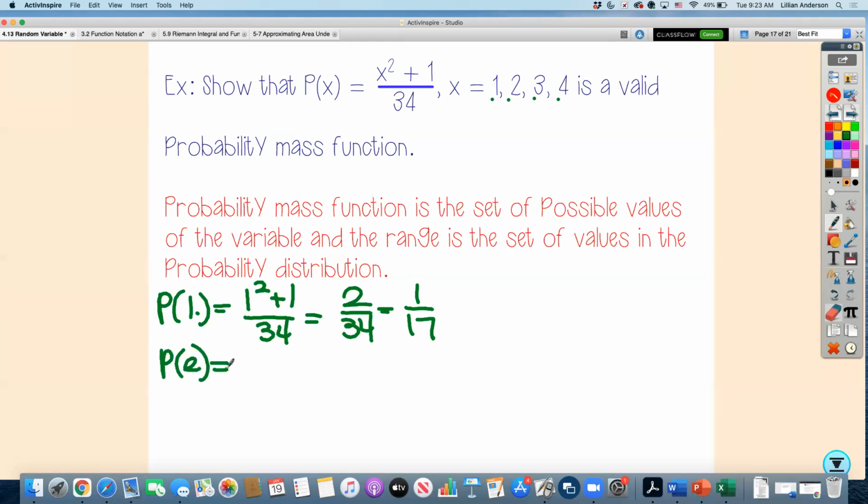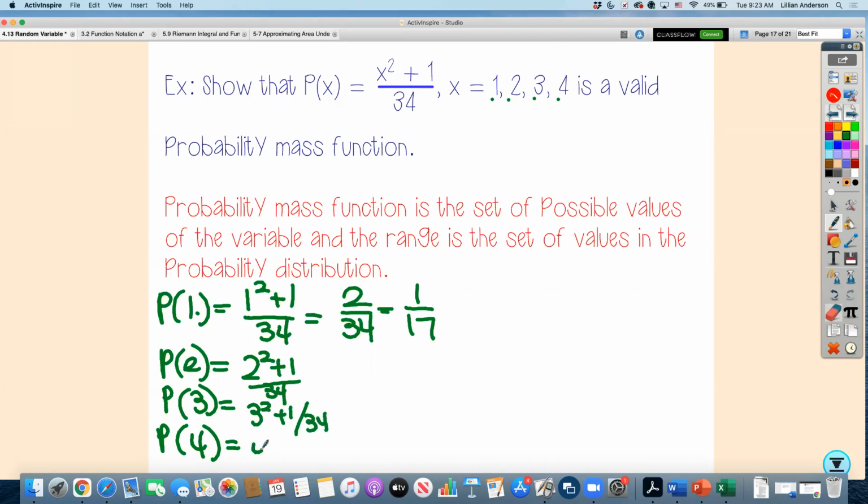By taking each of the X values and plugging it in to that function that's given to us, we can create our own probability distribution table and answer whatever questions we would need to based off of that. So that'd be 2 squared plus 1 over 34, 3 squared plus 1 over 34, 4 squared plus 1 over 34. You guys go ahead and find the rest of those different probabilities, please.